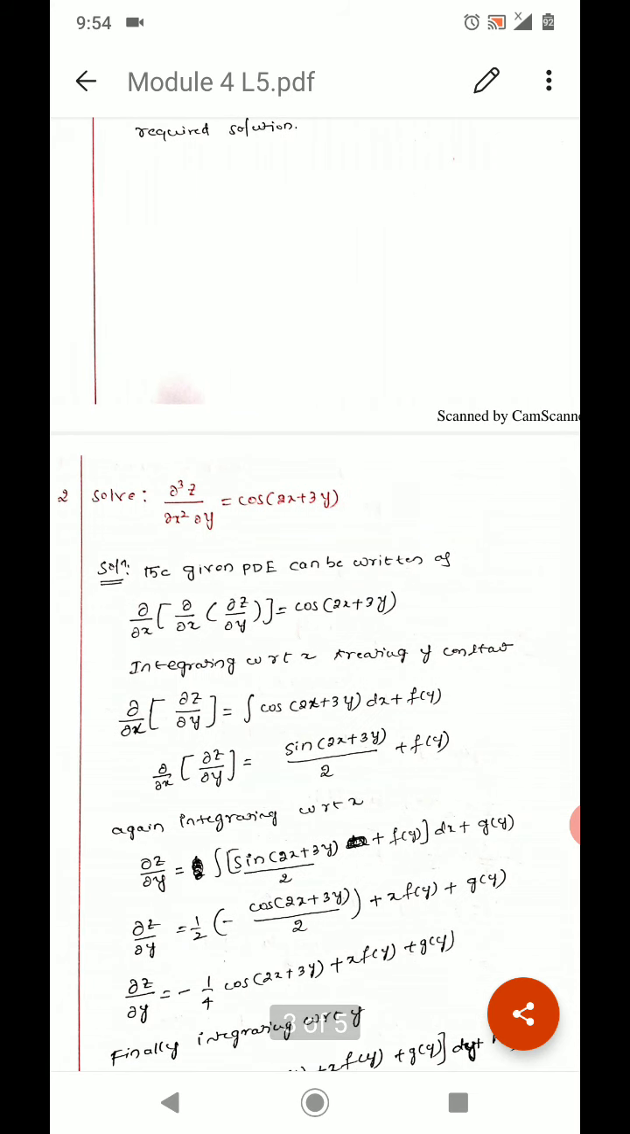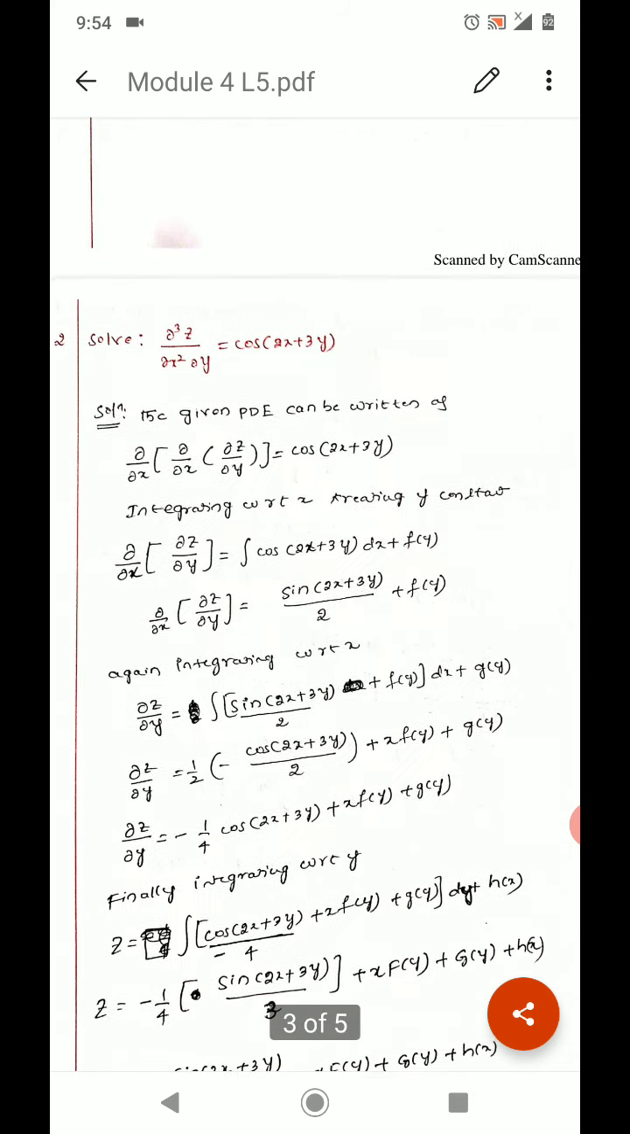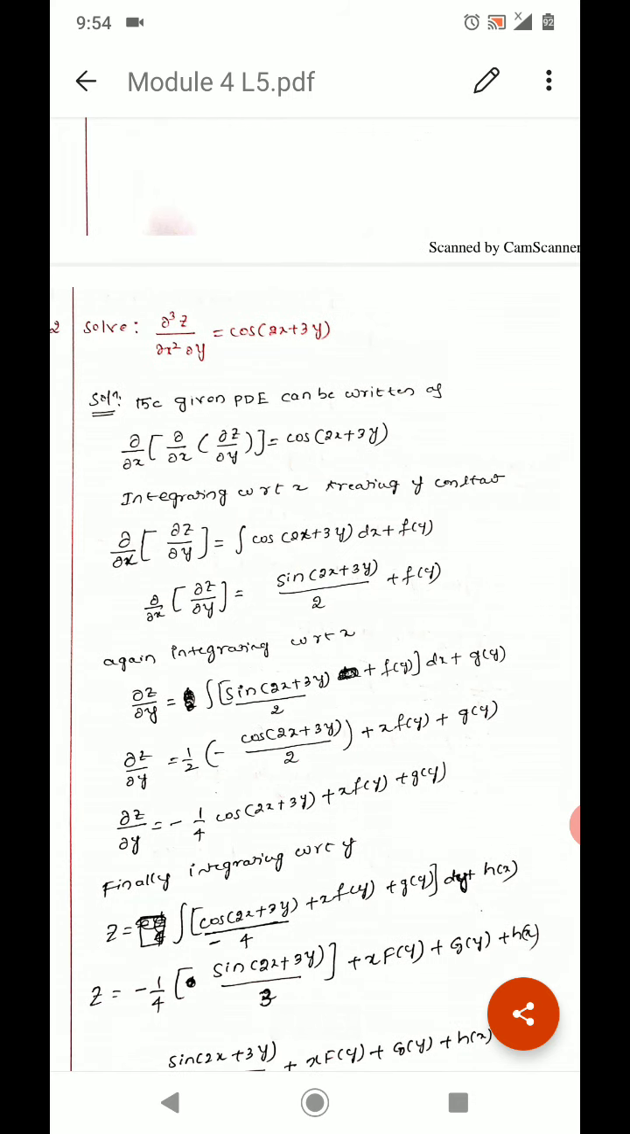Now the next problem is del cube z by del x square into del y, which is equal to cos of 2x plus 3y. The given partial differential can be written as del by del x of del by del x of del z by del y. Here del cube z by del x square into del y means the function z is differentiated partially with respect to x 2 times and again with respect to y 1 time.